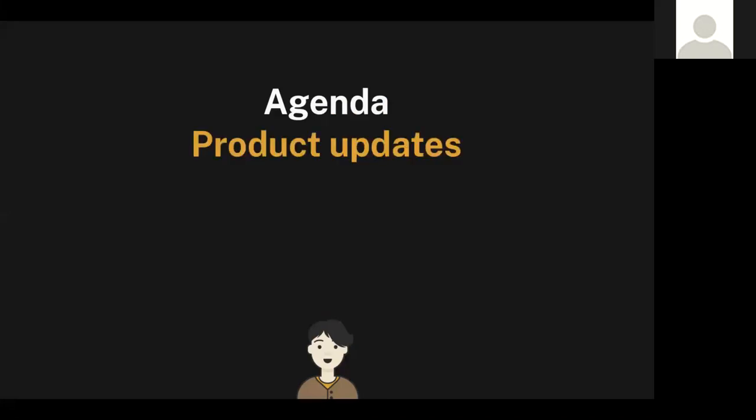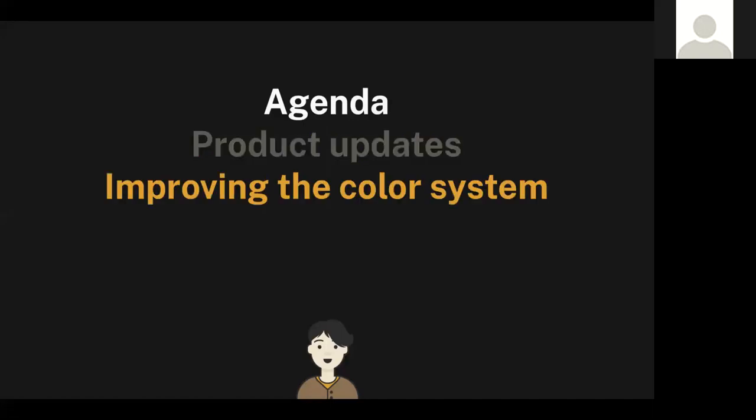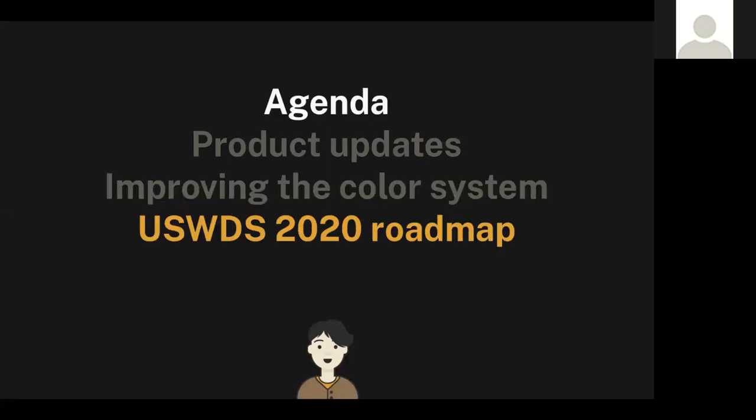We start with some product updates, and then go a little bit into how we've been improving the color system and normalizing it and making it more consistent. We're going to look at the Design System 2020 roadmap, and then we should have some time for questions at the end. So jumping right into it, product updates.